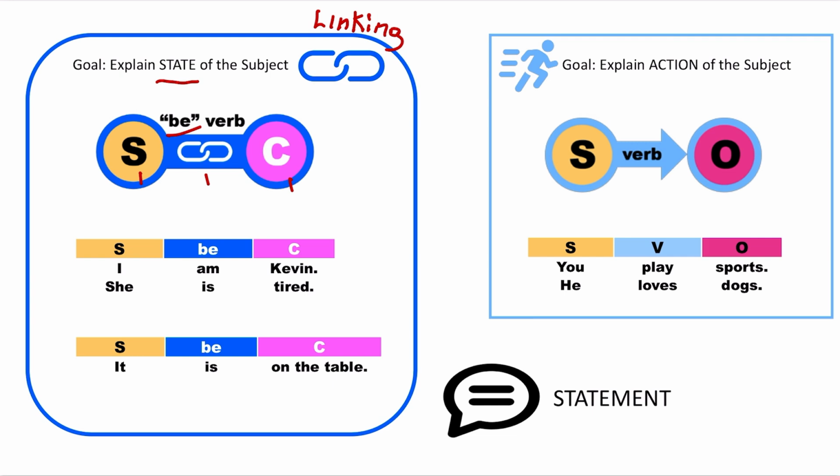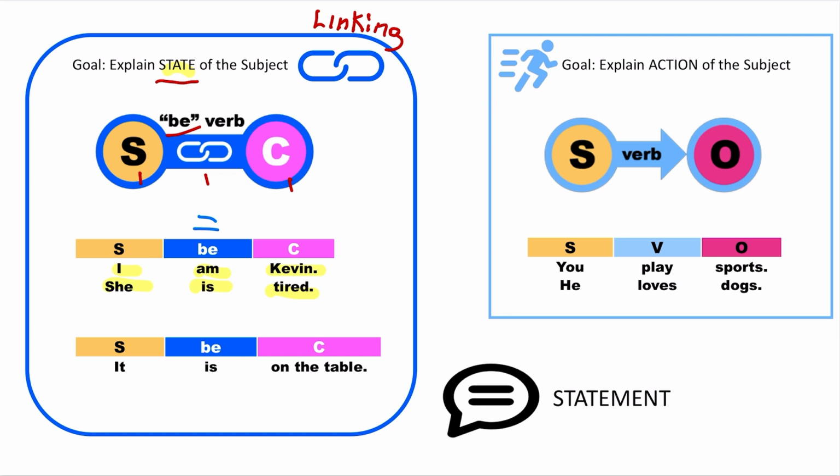So these sentences like, I am Kevin. That's my state. I exist as Kevin. She is tired. That's her state. She's not doing anything. That's just the state that she is in. This be verb is kind of just like an equal sign. I equal Kevin. She equals tired.